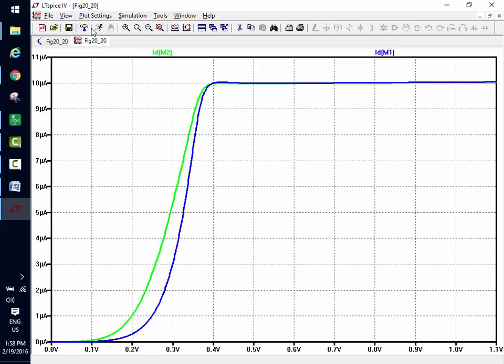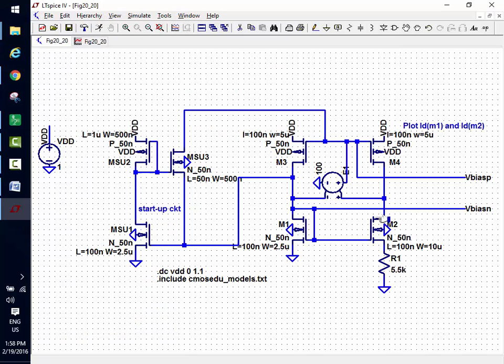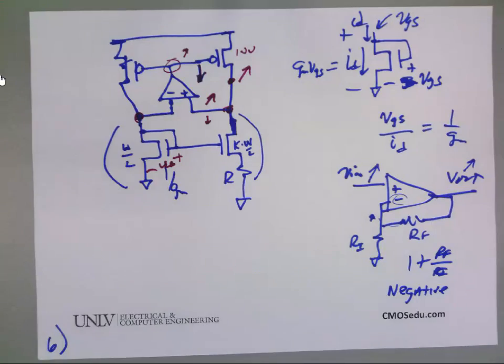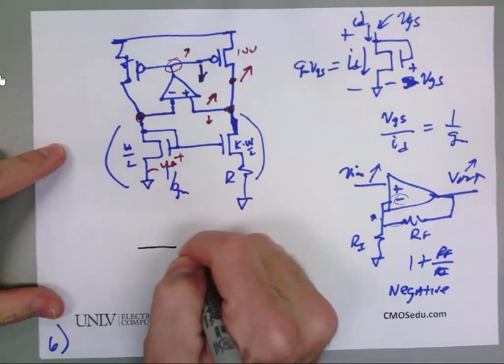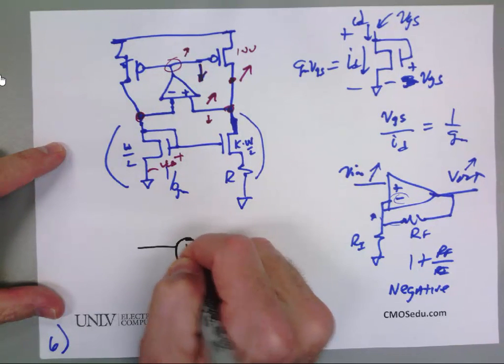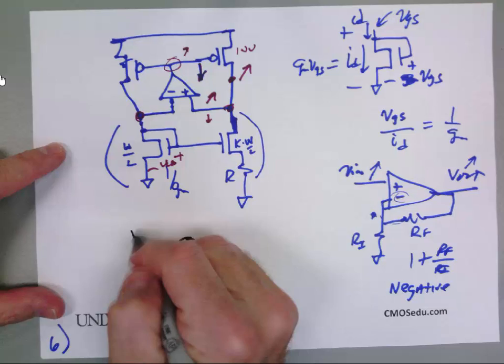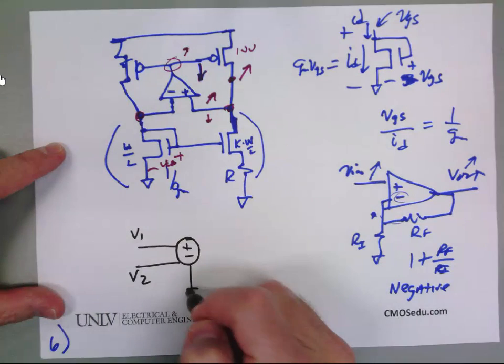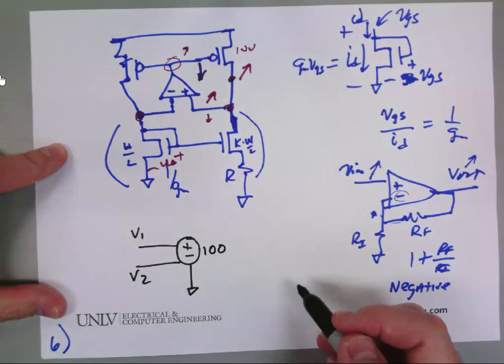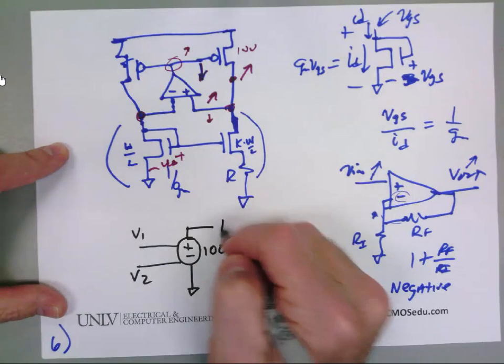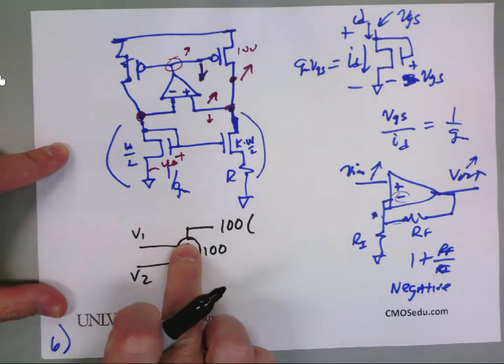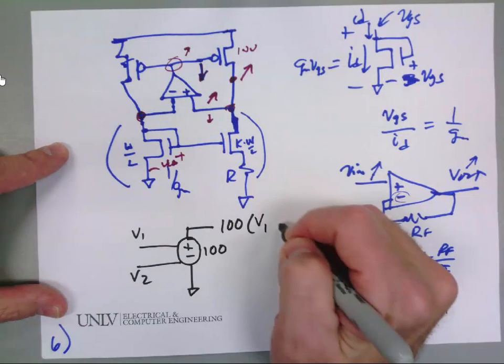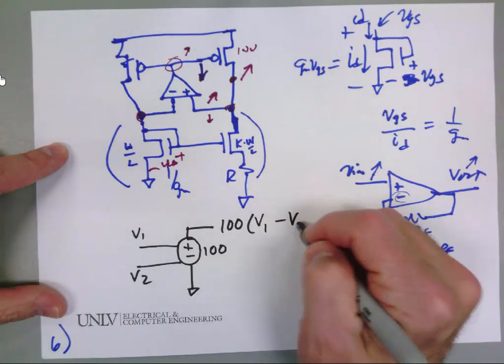Yes? When you say gain of 100, what does that mean? Okay, good question. So when I say gain of 100, what does that mean? So let's go look here. I've got going into my voltage controlled voltage source, let's call this V1 and V2. And this has a gain of 100. So the output voltage is then 100 times the voltage on the plus terminal, V1, minus the voltage on the minus terminal, V2.